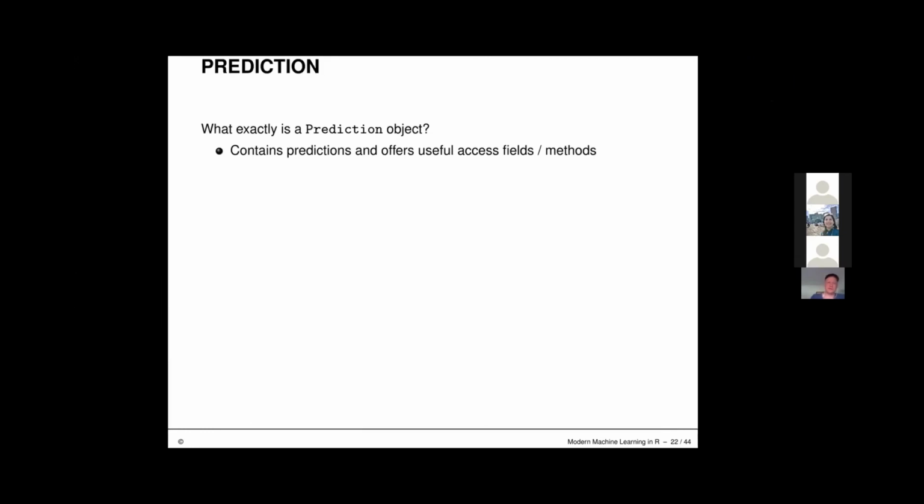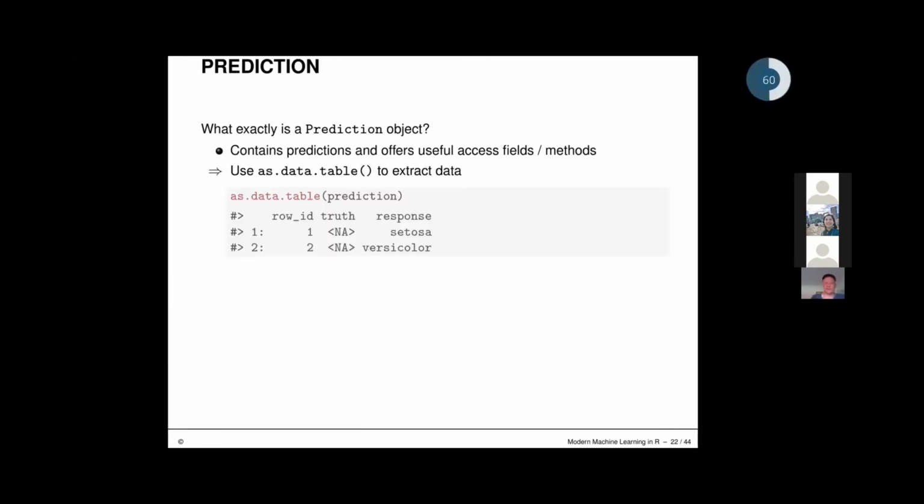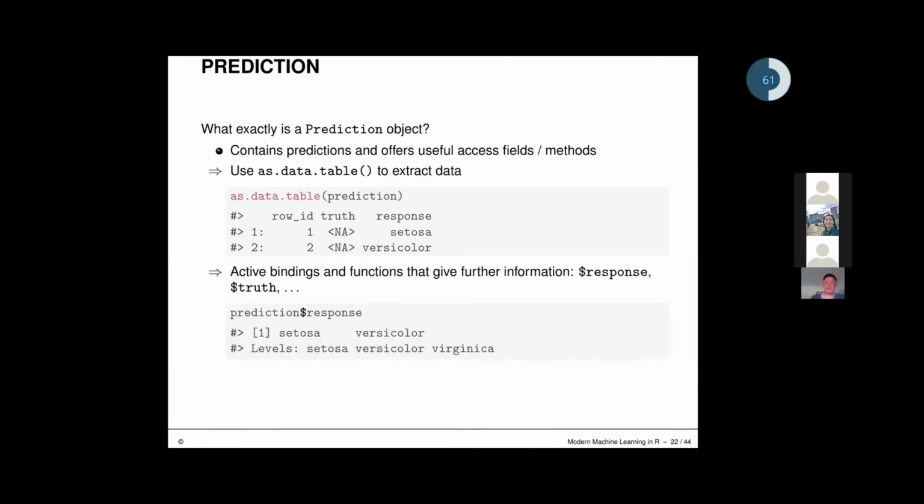So, a closer look at the prediction object. You can again use as.data.table to get a tabular representation of the data which is stored inside. And there are also these fields or active bindings where you can access some of the data directly, for example, the response by just $response here. And there's some more stuff which you can look up in the manual page.